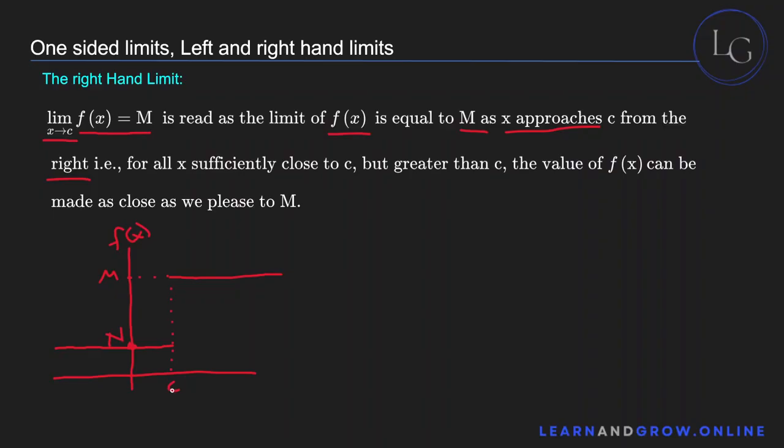Now, at C, when you say that the limit of f of x as x approaches C is equal to m for this particular function, it's only true when you approach C from the right-hand side, because if you approach from the right-hand side, it approaches m. But if you approach C from the left-hand side, it approaches n, because you cannot approach m from the left-hand side since the function does not exist over here. And you cannot approach n from the right-hand side because it does not exist over here. So this is how left-hand and right-handed limits work.